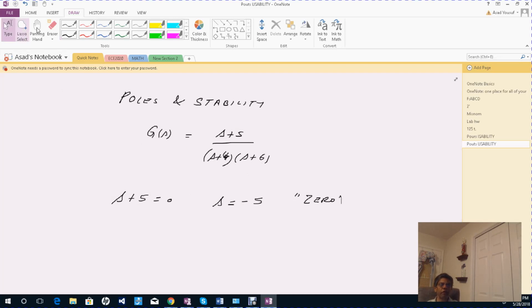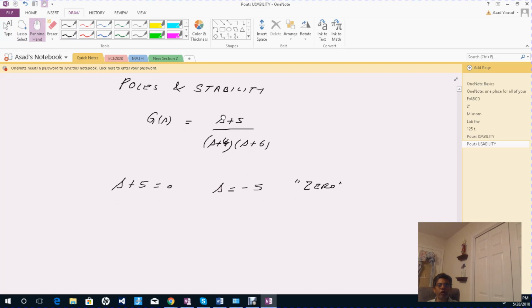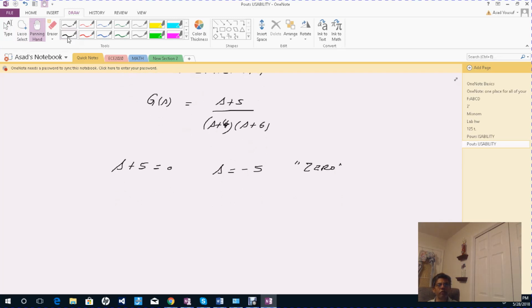Now we want to find the poles of the system. The way to do that is to make the transfer function go to infinity, and the only way to do that is to set the denominator equal to 0, which is (s + 4)(s + 6). You are going to have two poles, at s = -4 and at s = -6. Let me call these poles.